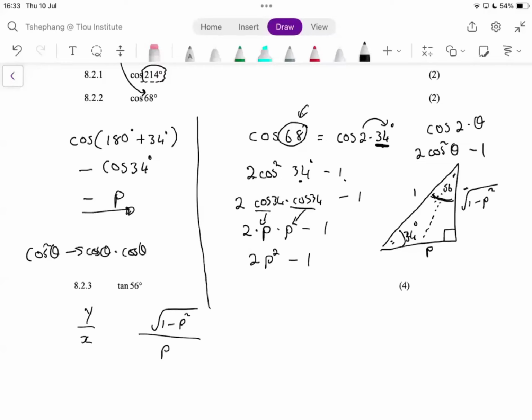It's the opposite side. Be very careful. 56 degrees is the angle in question. Opposite side, which is p in this case. The adjacent side is what? 1 minus p squared under a square root. If you did this, you would have done it for 34 degrees instead of 56 degrees that they are looking for. Hoping that's clear for everyone.